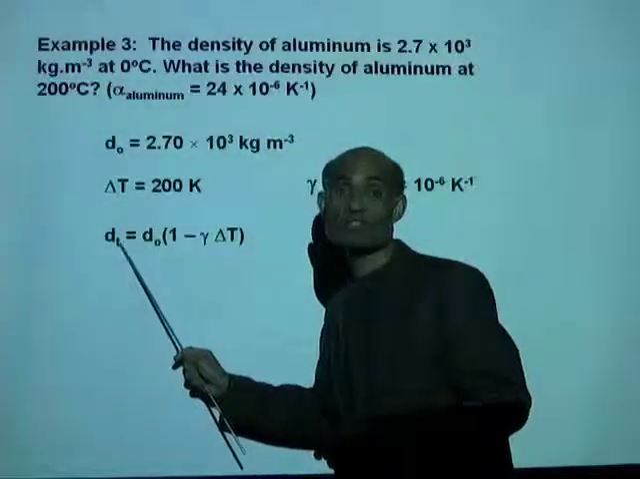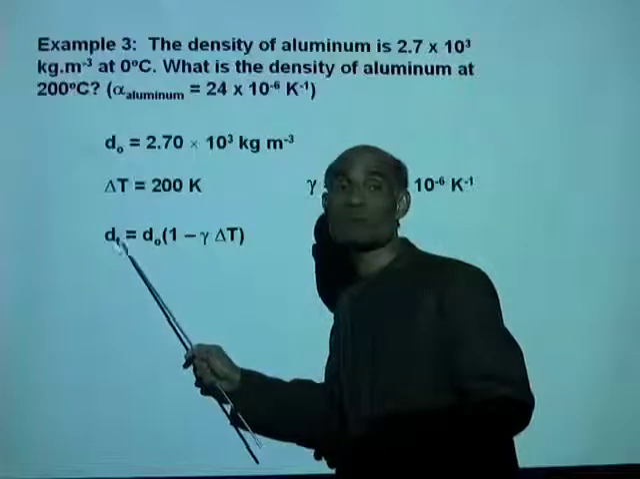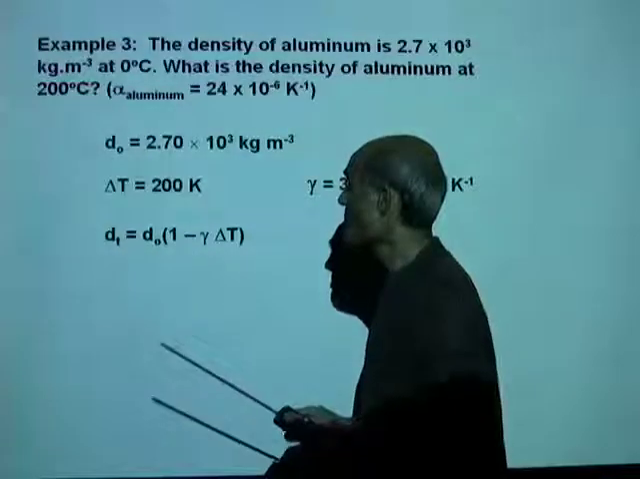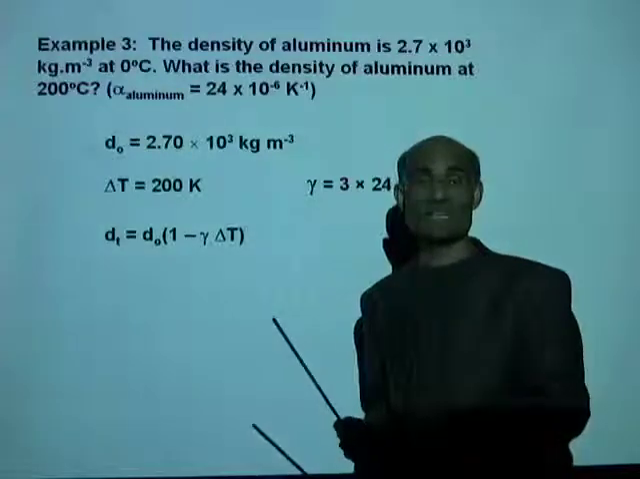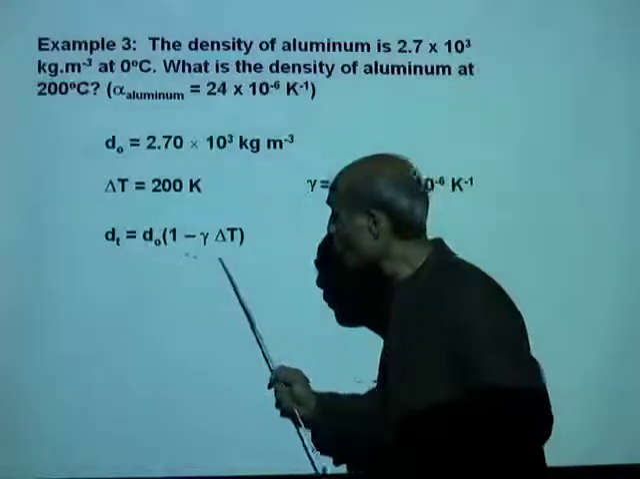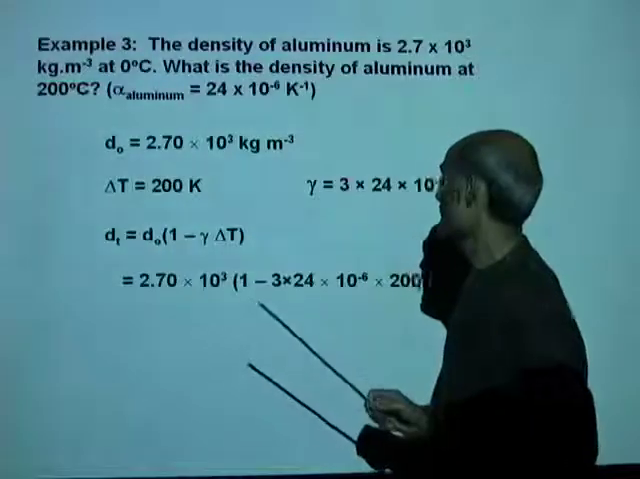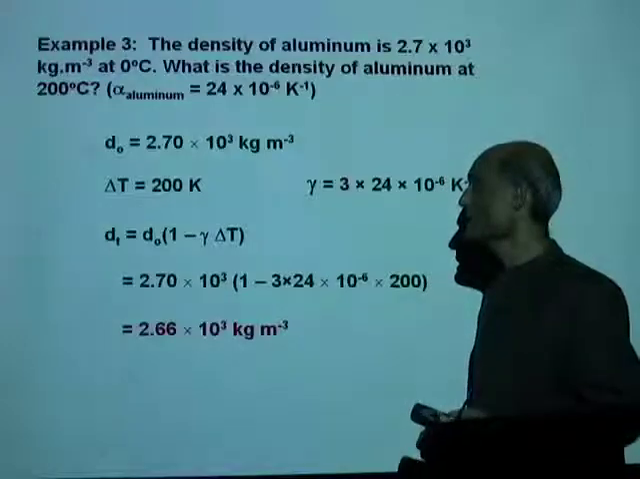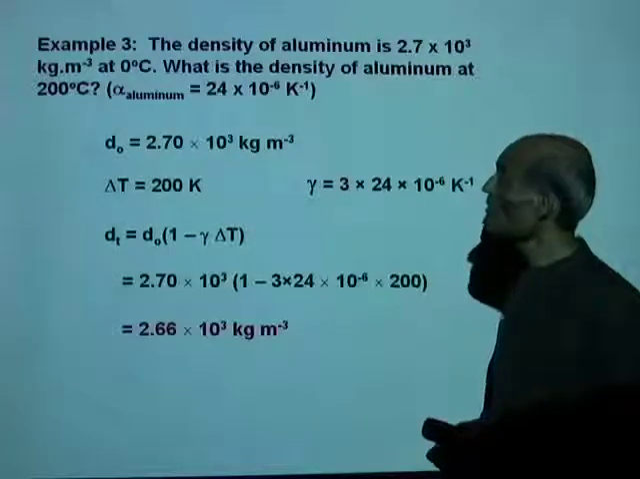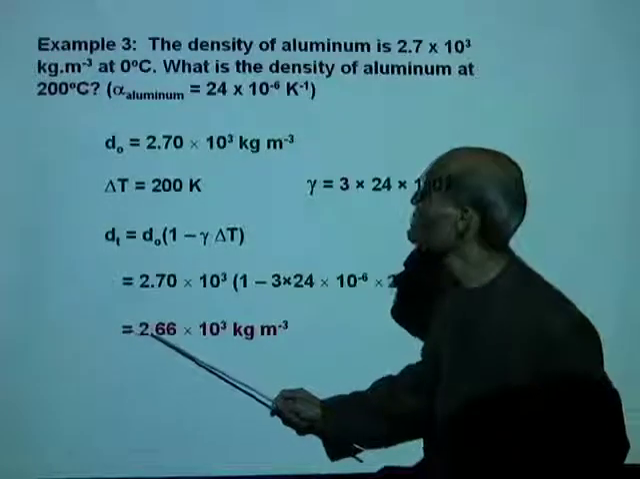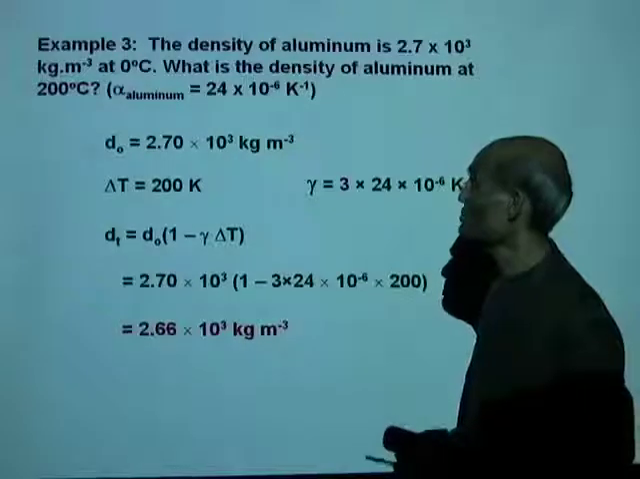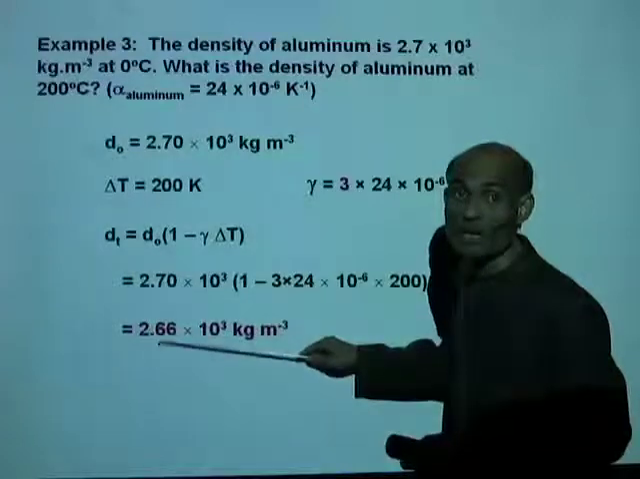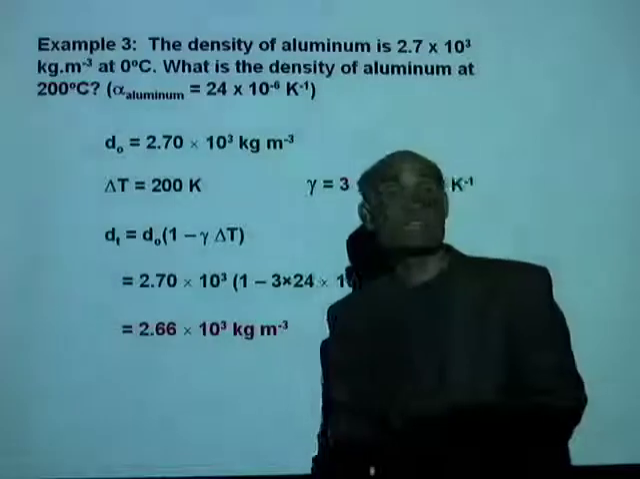We go to our equation straight away. D_T equals D0 times 1 minus gamma delta T. Now replace all these values, and there you have 2.66 times 10 to the 3 kilogram per meter cubed is the density at that temperature. You can see the density has decreased considerably when the temperature is increased.